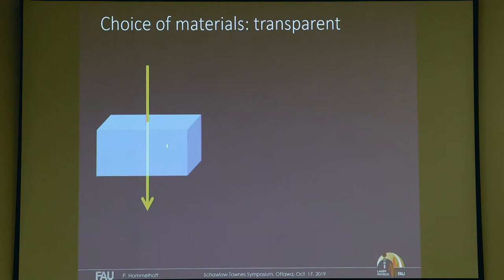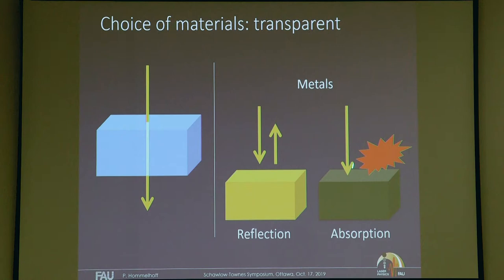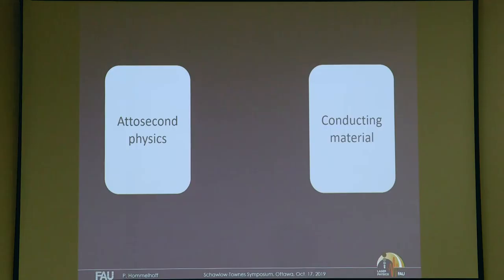Well, first off, why have people so far used dielectrics or large bandgap semiconductors? Well, you can just get the light field in, which is good if you want to control the electrons inside of the material. In a metal, you all know light is usually reflected, or if you crank up the intensity, the remaining part that is absorbed can also do just damage, and so that's pretty bad. And that's why so far focus was on large bandgap materials where you can get the light in. But how can you now bridge attosecond physics and conducting material?